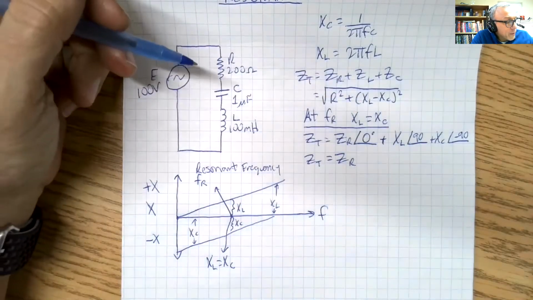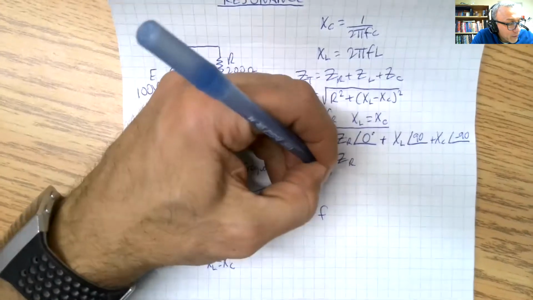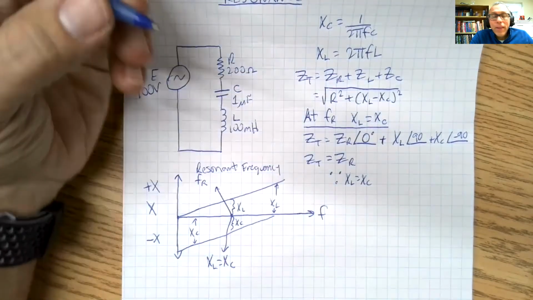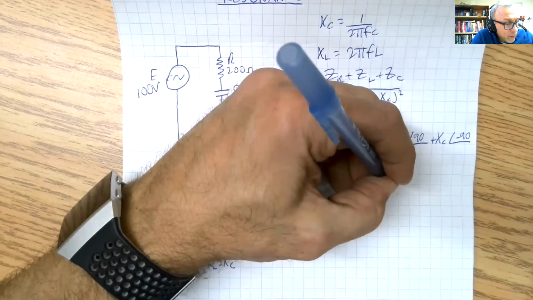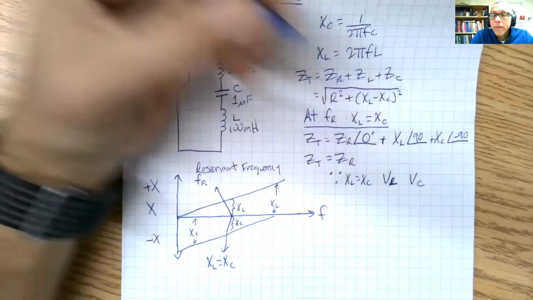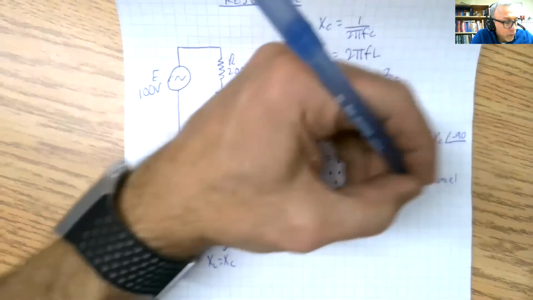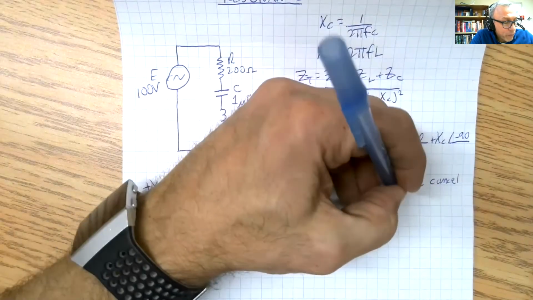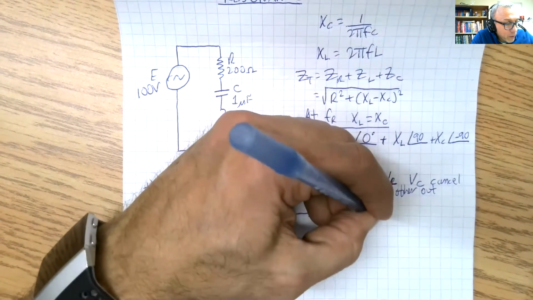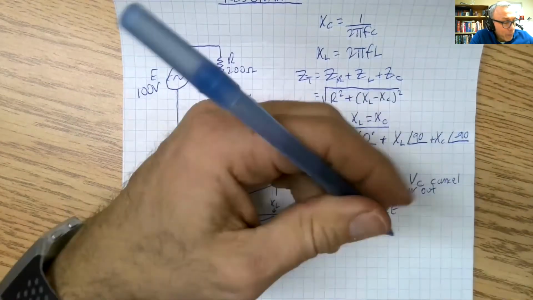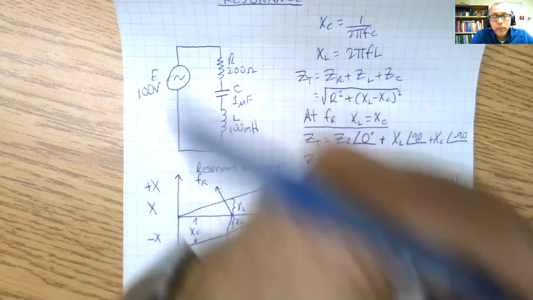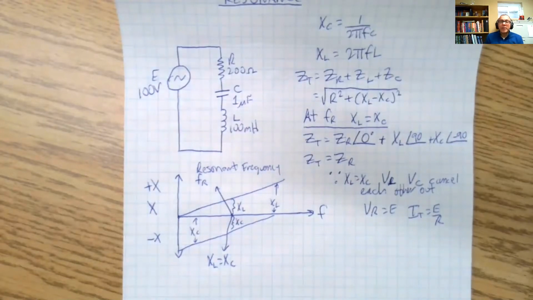Now, because at FR, XL is equal to XC, that means that VL and VC cancel each other out. It doesn't mean they're 0; we're going to prove that in a second. They cancel each other out. So that means that VR is now equal to E, and that means that IT is equal to VR over R, or E over R. So that's what that means.